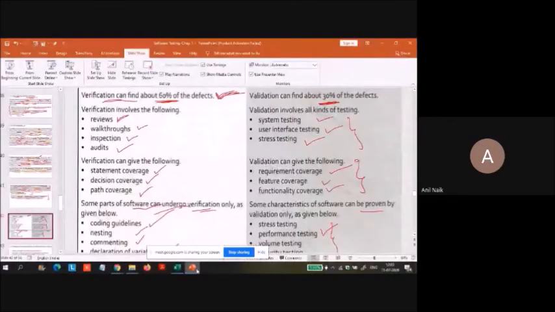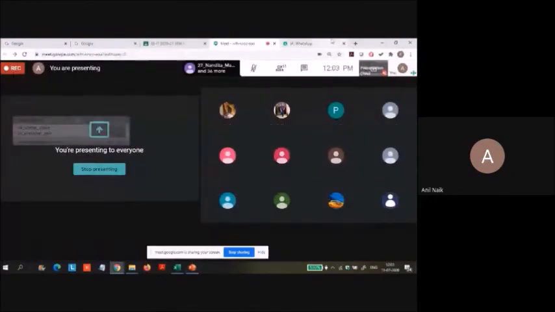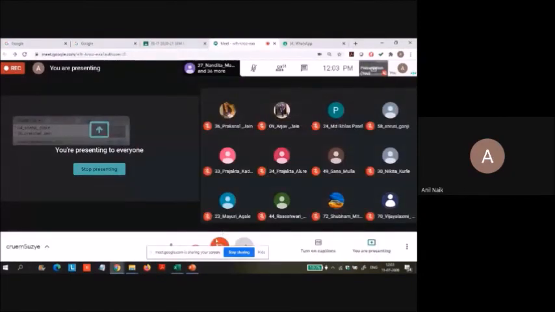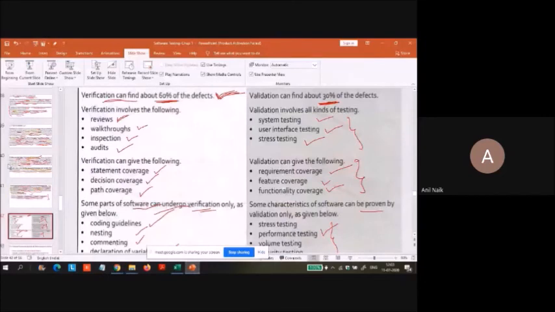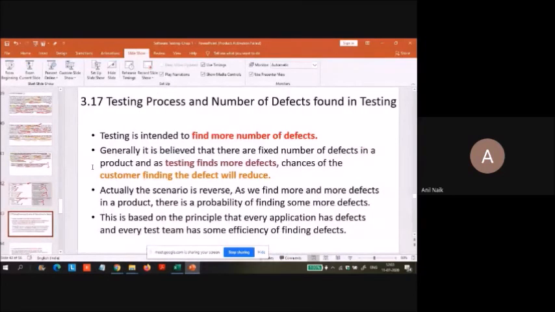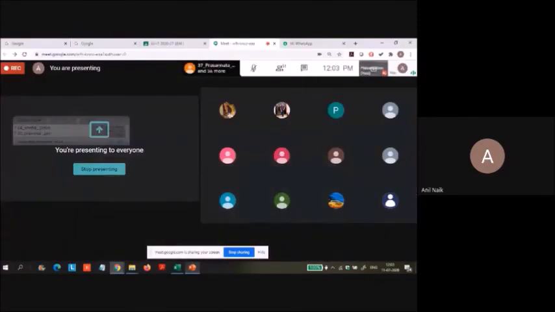So we'll cover the performance testing. In this way, through verification and validation, we'll find more defects.